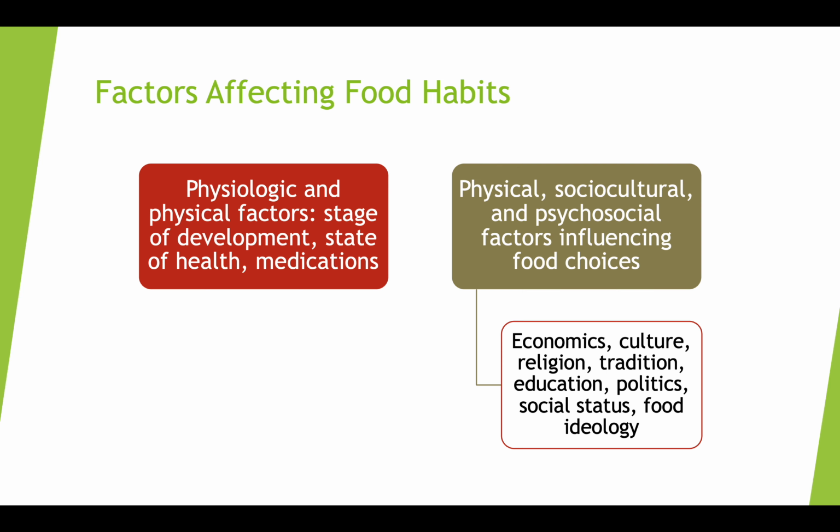Factors affecting food habits. There are physiological and physical factors: the stage of development, the state of health, and medications. Infants experience rapid growth and nutritional needs greater than any other time in their life. Toddlers feed themselves and express food likes and dislikes and often are too busy to eat. Adolescence is another time of rapid growth, as well as intense physiological change. And they tend to skip breakfast and eat lots of junk food. That's because they're too busy. Remember being a teenager, you're too busy.